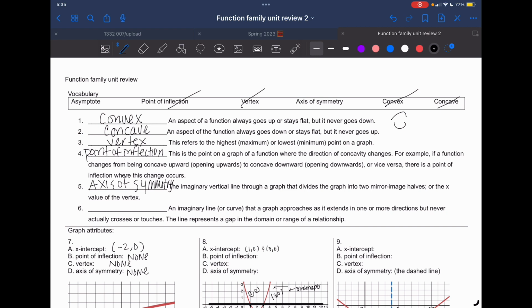And it says an imaginary line or curve of a graph that approaches or extends to one or more directions but never actually crosses or touches. The line represents a gap in the domain or range of a relationship. This is the asymptote.